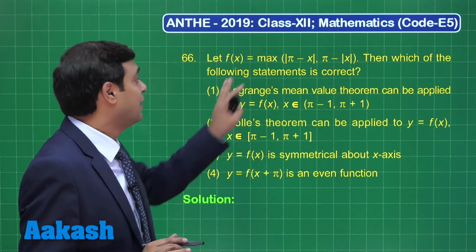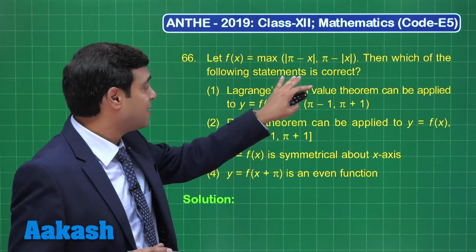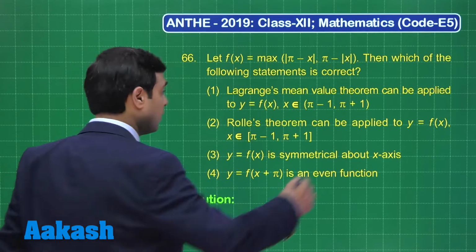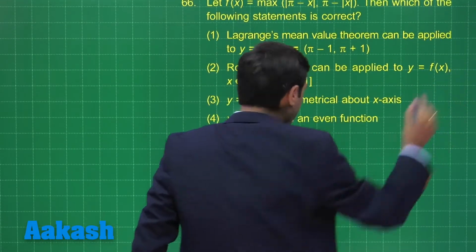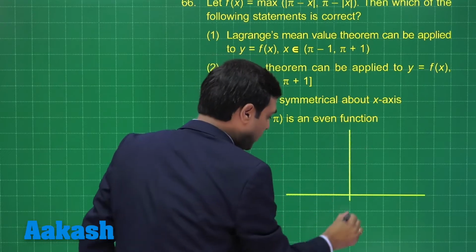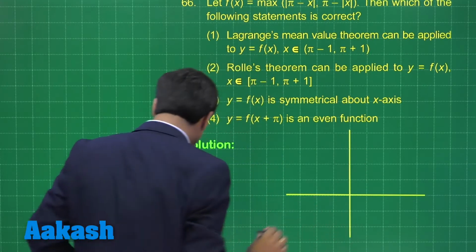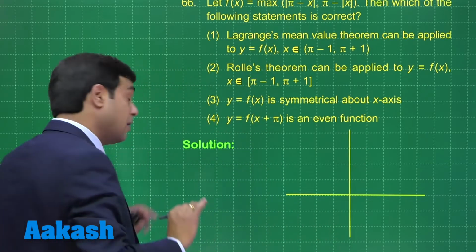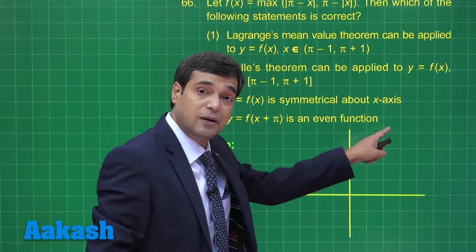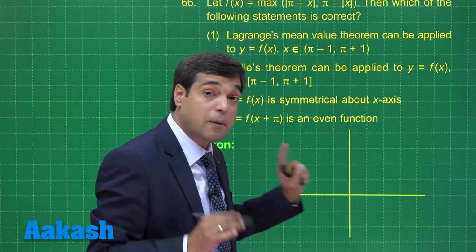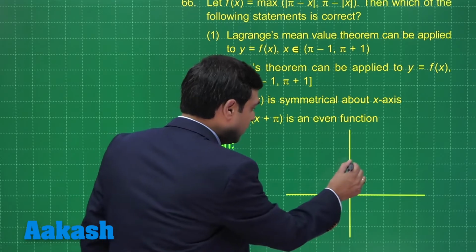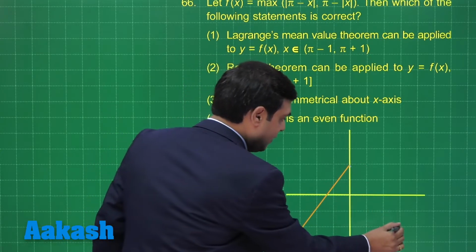So how can we solve this question? Let's first draw the graph for |π − x|, then for π − |x|. Let's plan this question. Here we can draw the curve. Let's first draw the x-axis and y-axis. Now plan for the function π − |x|. When you talk about |x|, it will be like this. Minus |x| meaning reverse. So π − |x| will be drawn in this fashion.